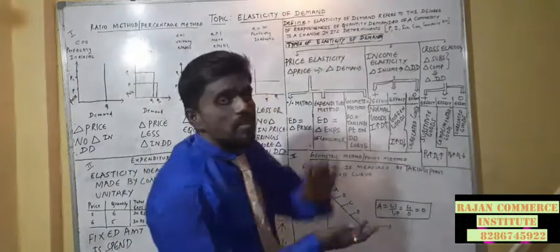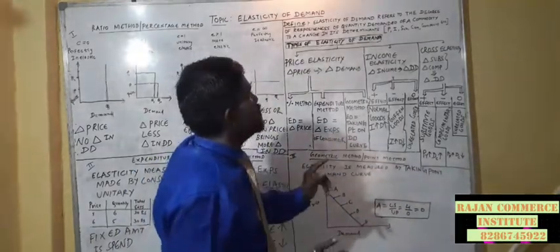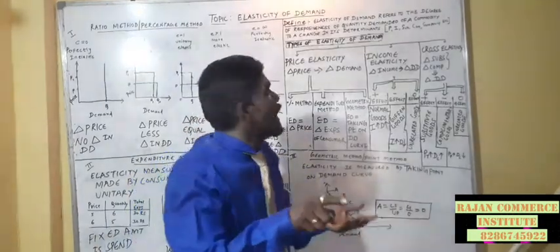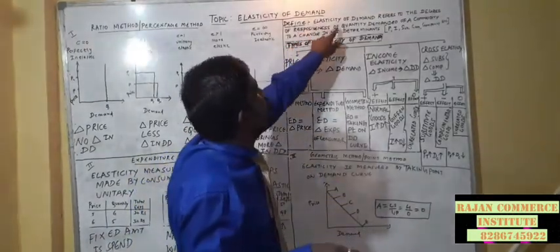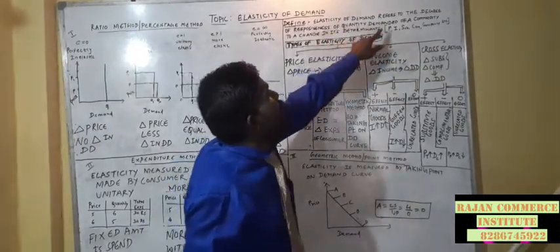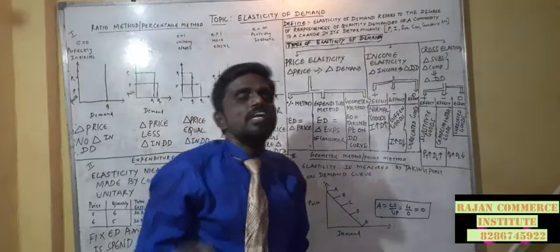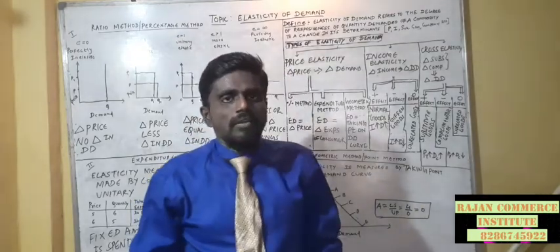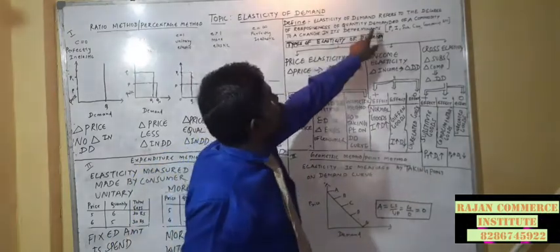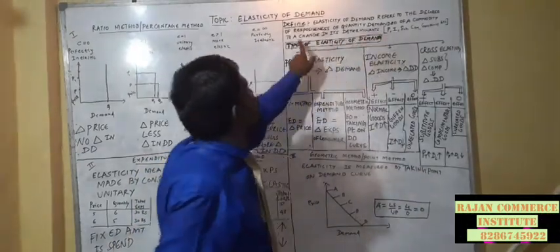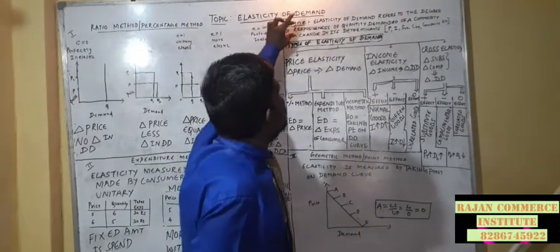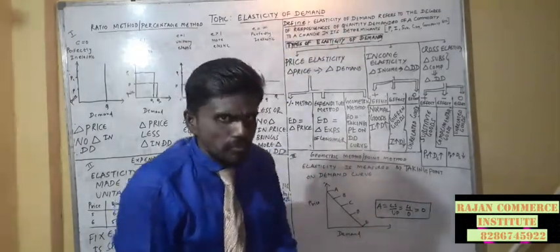So elasticity of demand, in simple terms, refers to the degree of responsiveness of quantity demanded of a commodity to a change in its determinants. So this is the definition of elasticity of demand.